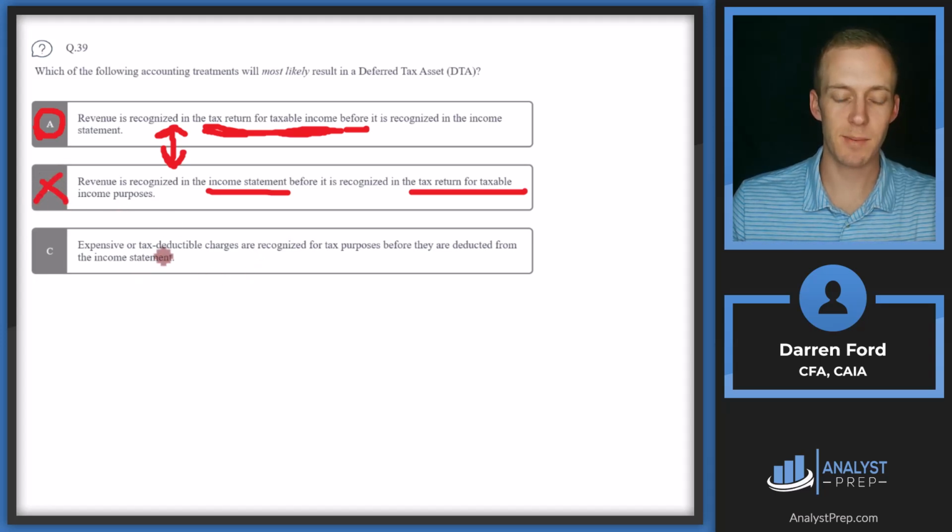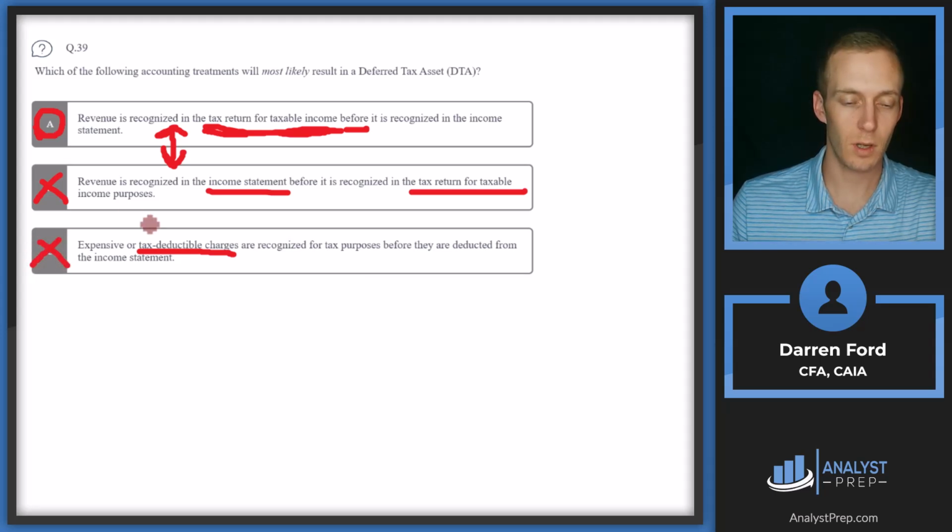And then C, expenses or tax deductible charges are recognized for tax purposes before they are deducted from the income statement. So this is going to, again, similar to B, lead to a deferred tax liability since we're recognizing these charges for tax purposes before they're deducted from the income statement. So A is the only one that creates a deferred tax asset, so we'll go with A.